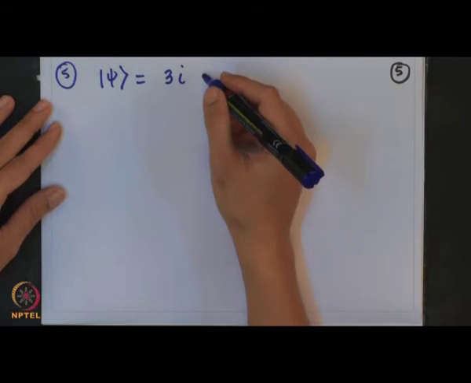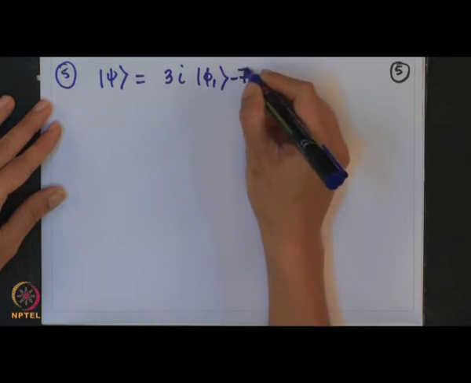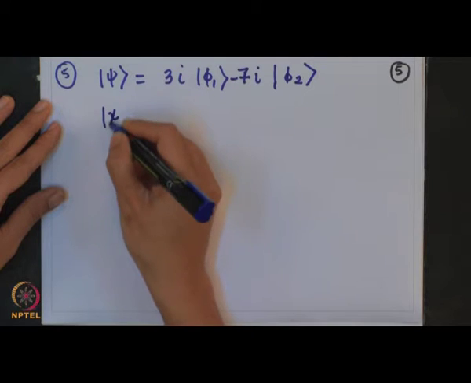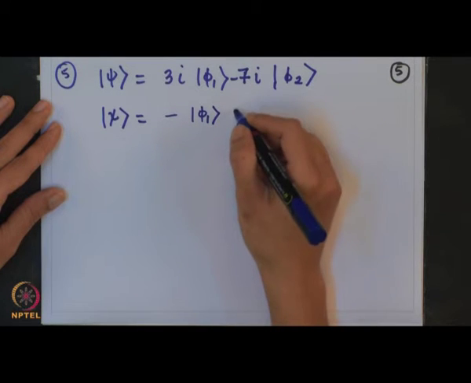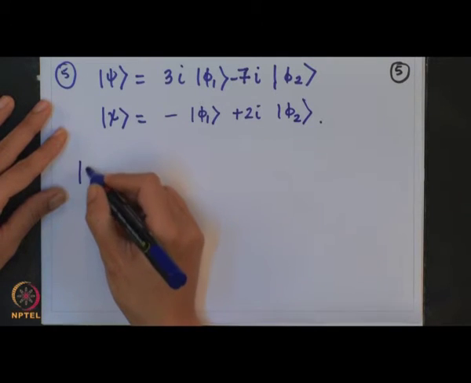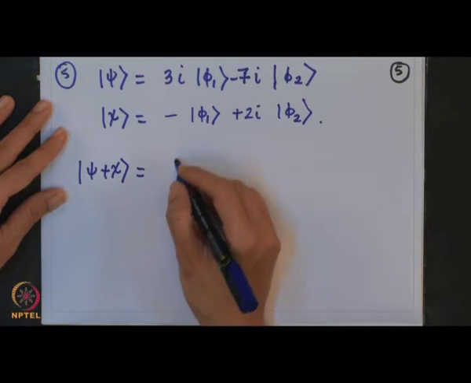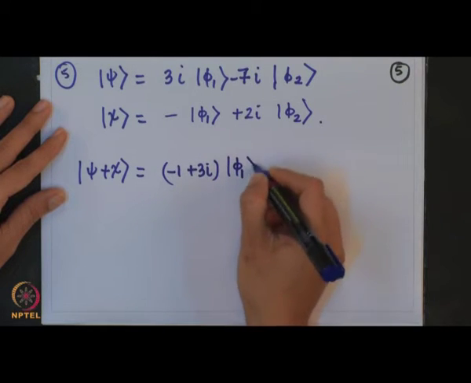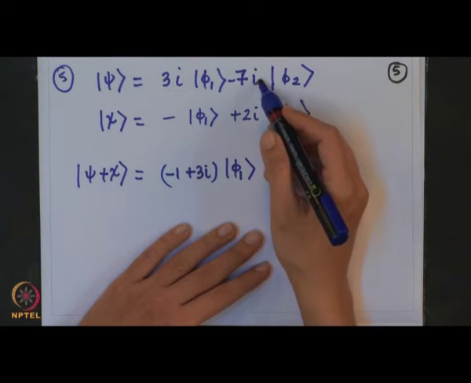Psi is given to you as 3i phi 1 minus 7i phi 2, and chi is given to you as minus phi 1 plus 2i phi 2. It is just a simple addition exercise. This will give me 1 plus 3i phi 1. I am adding the kets, and this is 7i minus 7i and this is plus 2i.